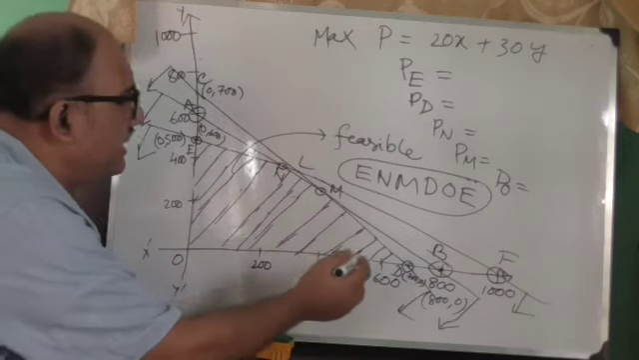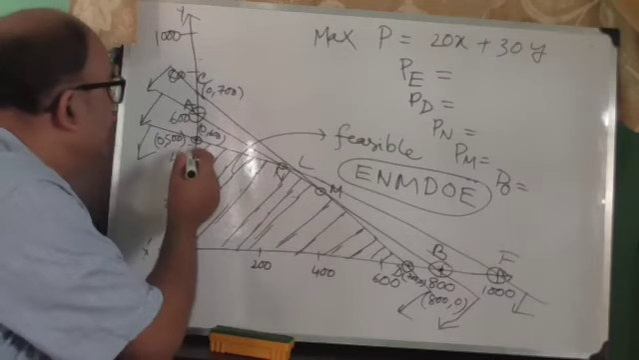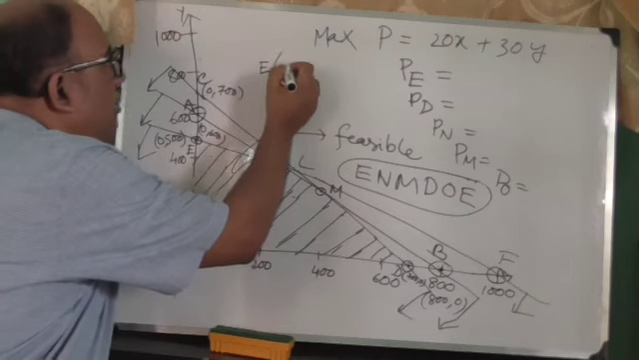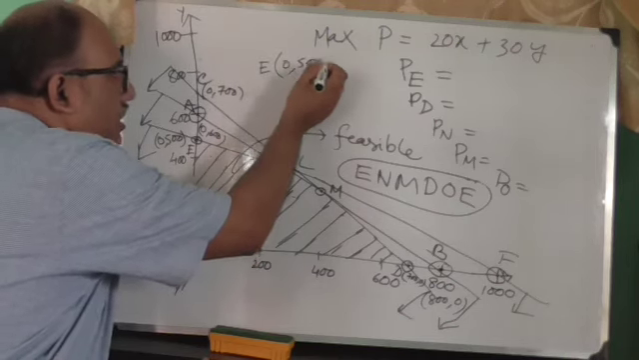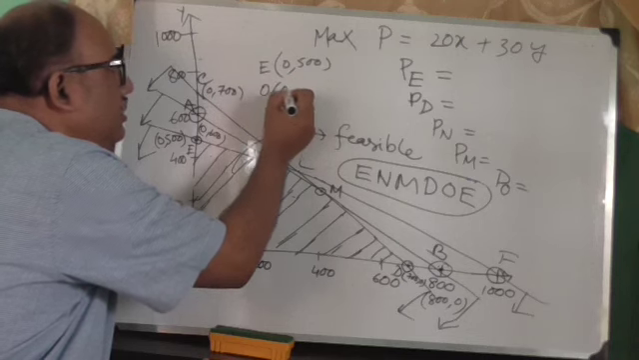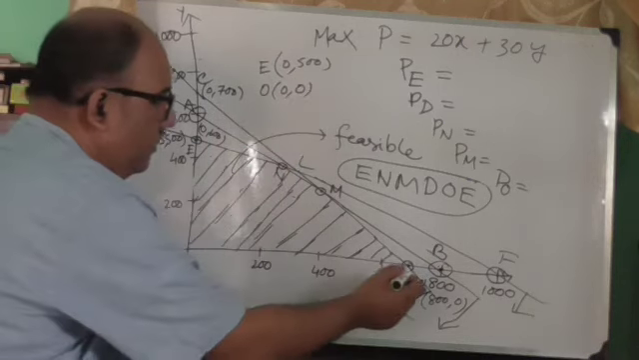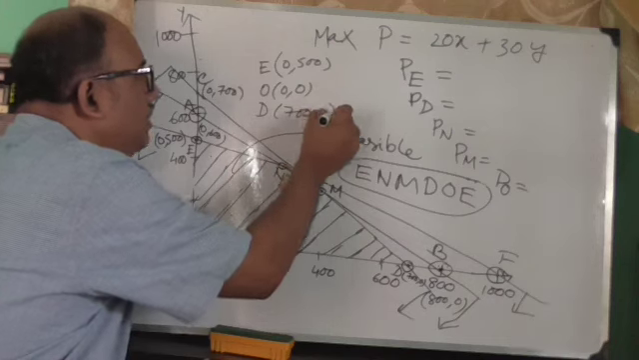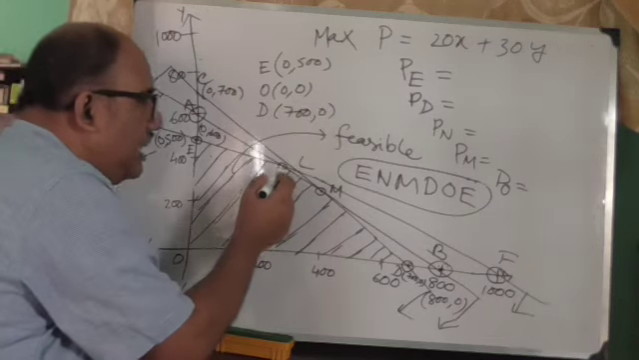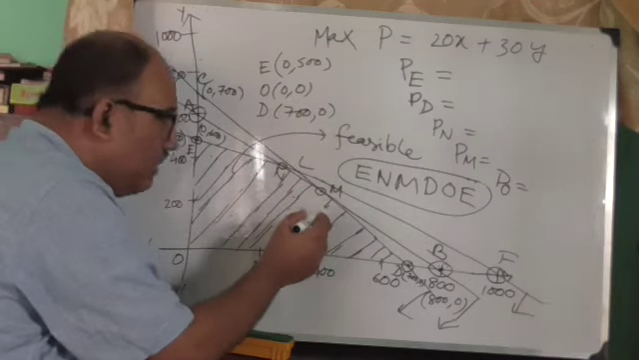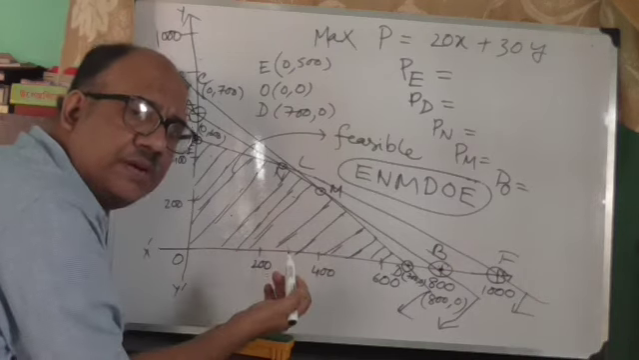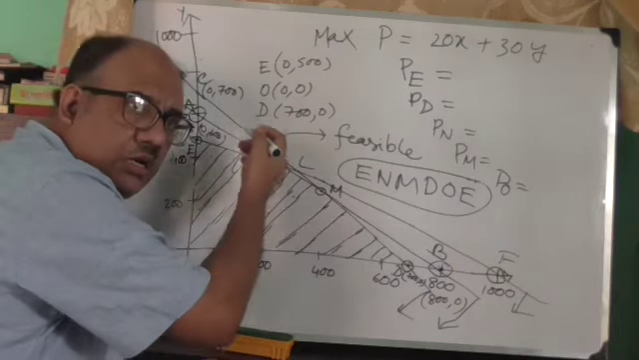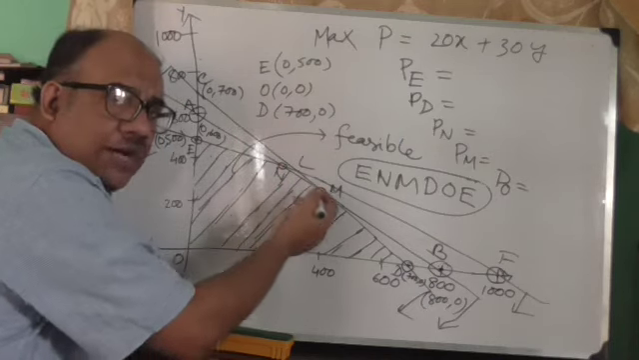Now from the graph, it can easily be seen that the point E is nothing but 0, 500. Point O is 0, 0, and point D is 700, 0. But points M and N can be found out from the graph paper if the graph paper is used. Otherwise, we need to solve the equations to find those points.